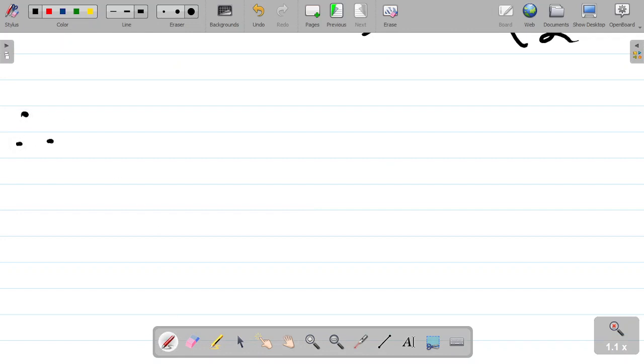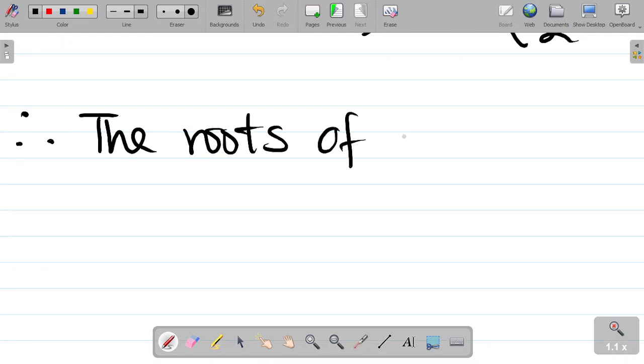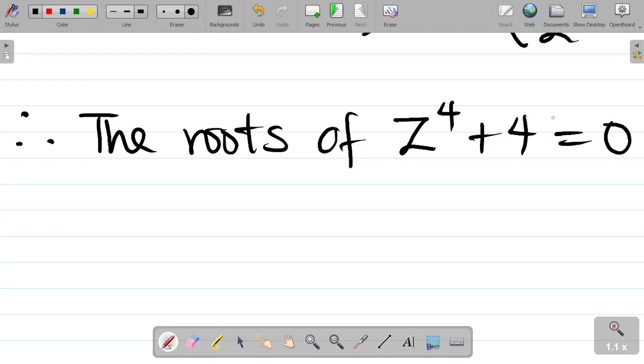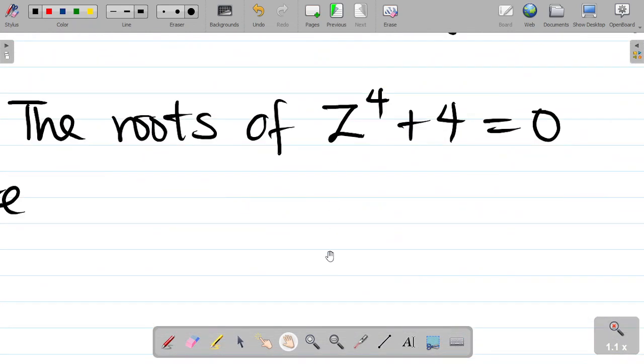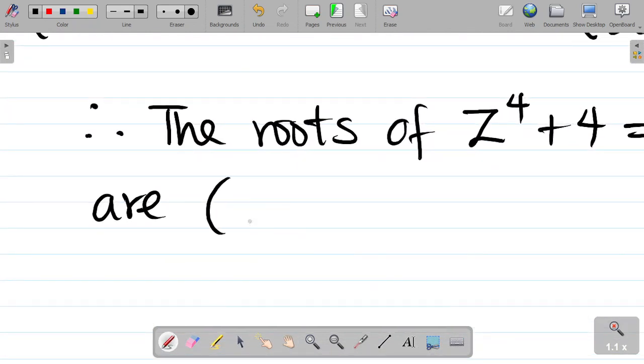Therefore, the roots of z to power 4 plus 4 equal to 0. You can say, therefore, the roots of the equation z to power 4 plus 4 equal to 0 are the first thing there you had was what? 1 plus I. Yep, 1 plus I are, you could write this in bracket if you want to. 1 plus I, that's the first one there, comma.